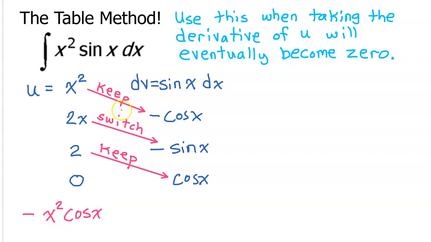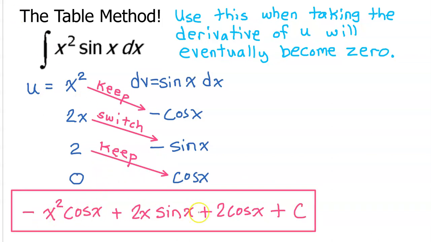And we keep that sign. If we multiply 2x times negative sine x, that would give us negative 2x sine x. But we switch the sign and make it plus. And then we multiply 2x times cosine x, so we get plus 2 cosine x. And we keep the sign. And don't forget the constant of integration plus c. And that's the final answer.